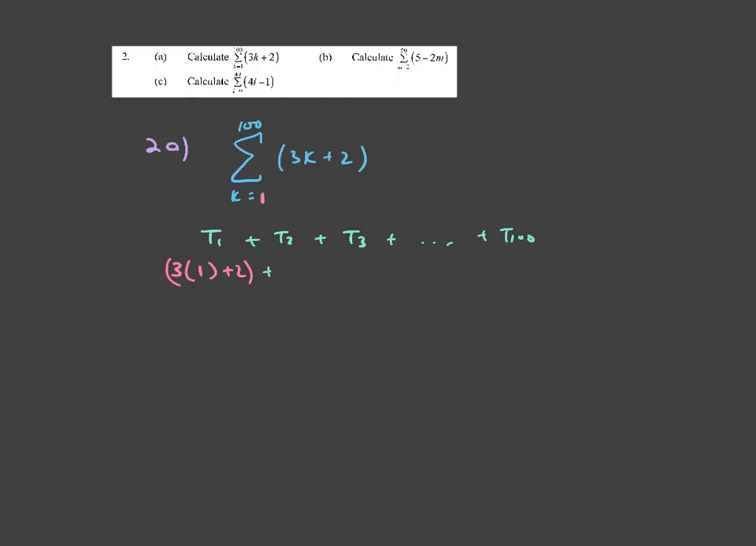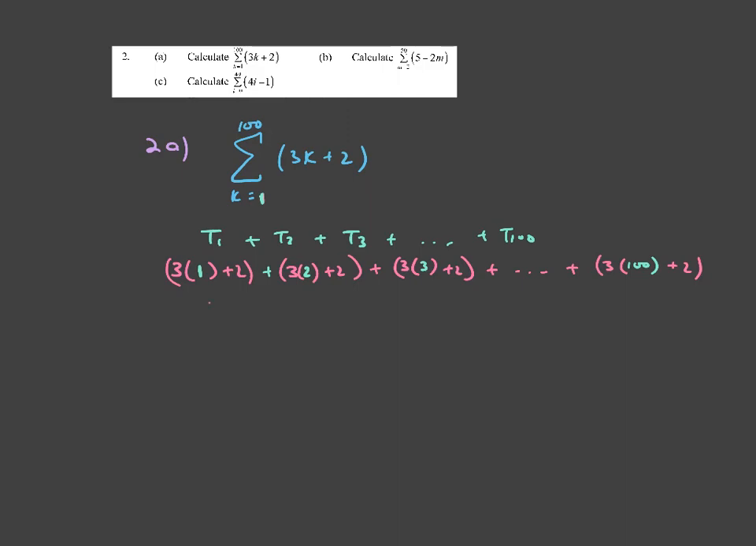And then the next one is going to be 3 times by the next integer. So we substitute 2, the bottom counter, plus 2, the rest still stays exactly how it is. And for term 3, the next one again, in this case it is just 3 times by 3 plus 2. And so it keeps on going until we substitute 3 times 100 plus 2. Good.